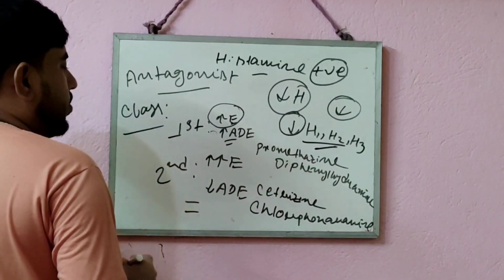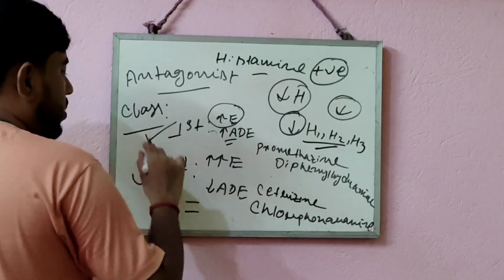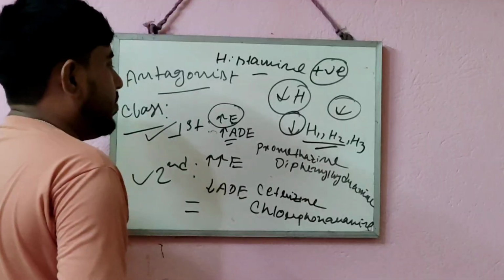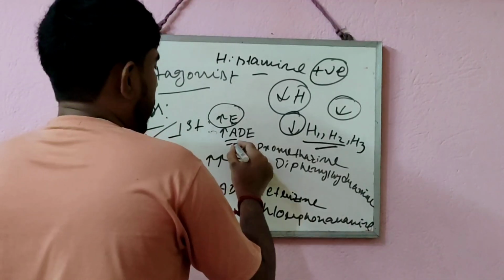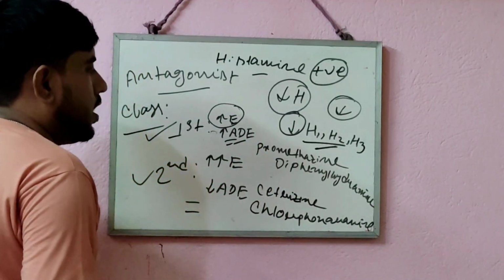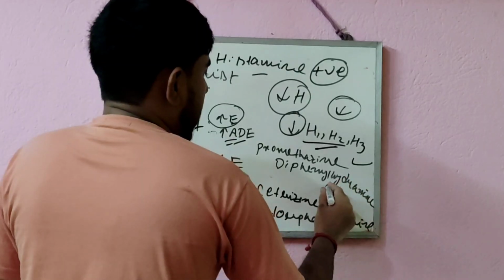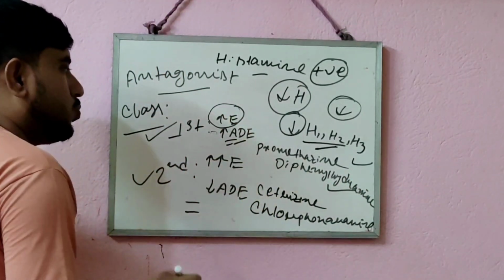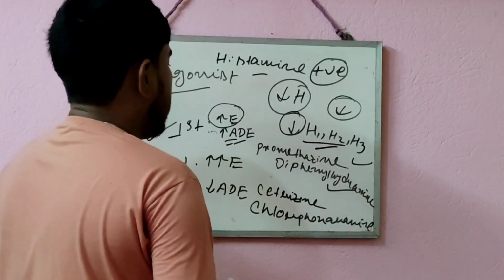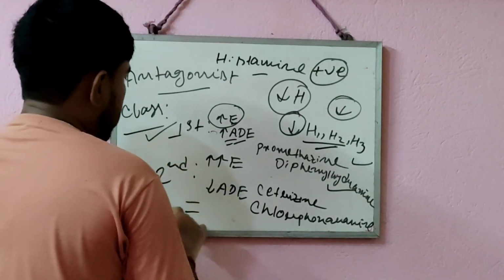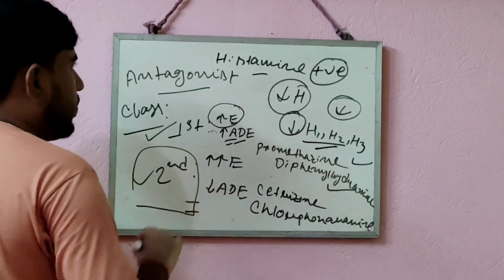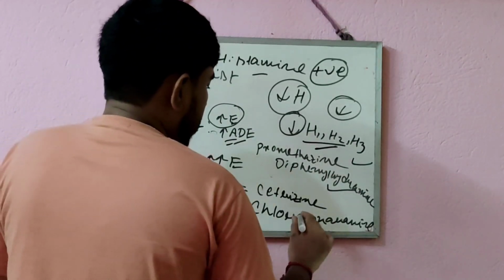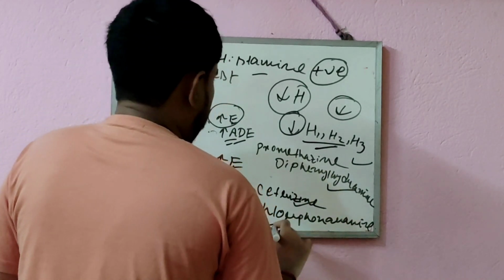Those drugs are classified into two parts: first generation drugs and second generation drugs. First generation drugs have high effectiveness, but a number of adverse drug reactions are also there. Examples are promethazine and diphenhydramine. Then, to increase the effectiveness more and to minimize the adverse drug reactions, the second generation of histamine antagonists came into the picture. Examples are cetirizine and chlorpheniramine.